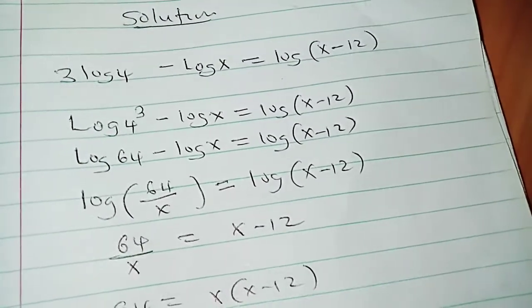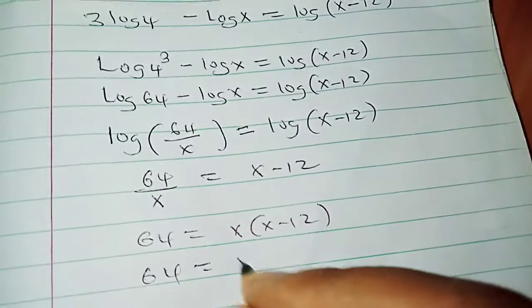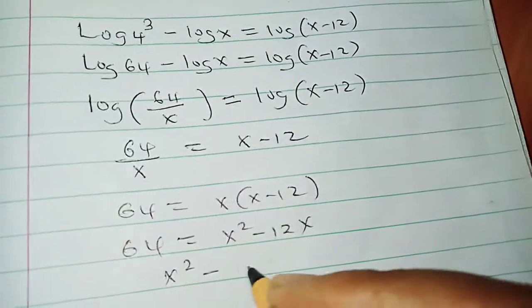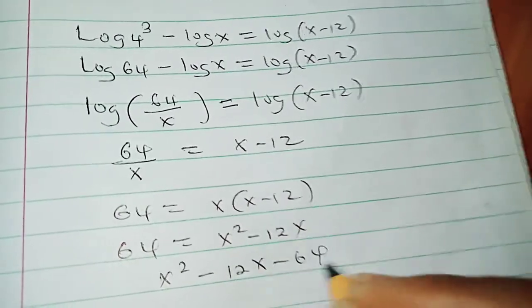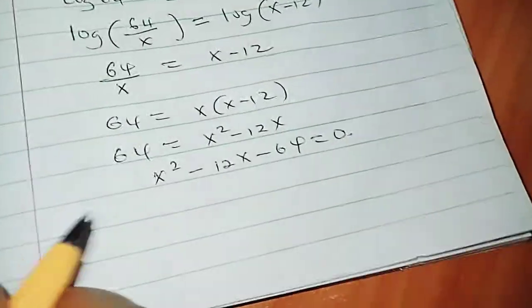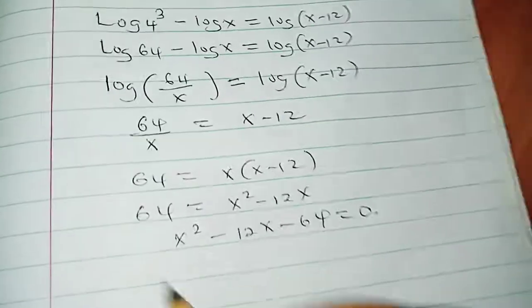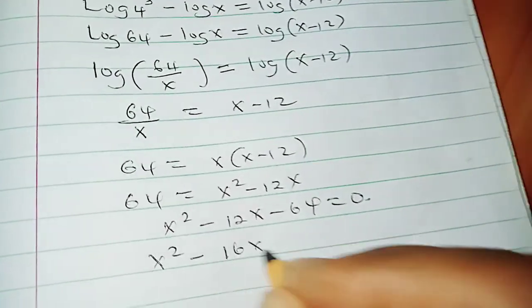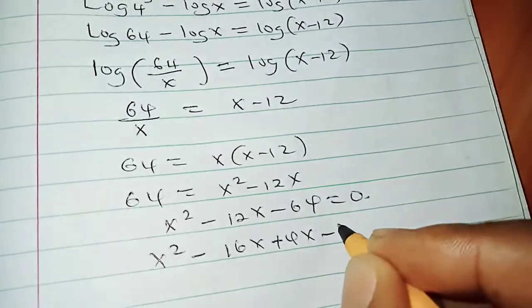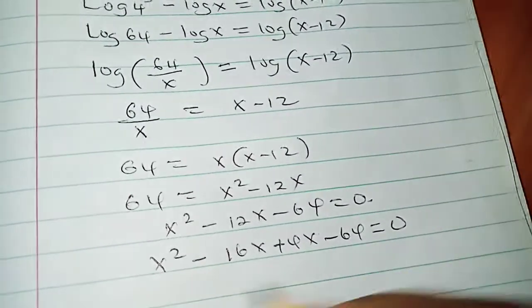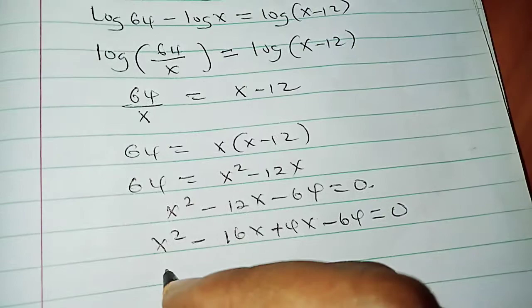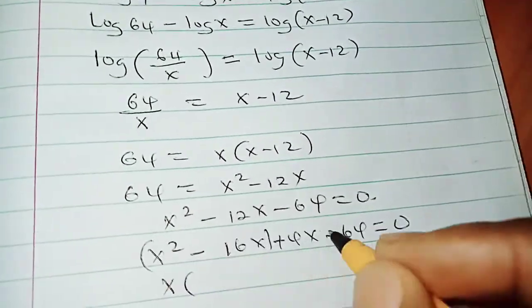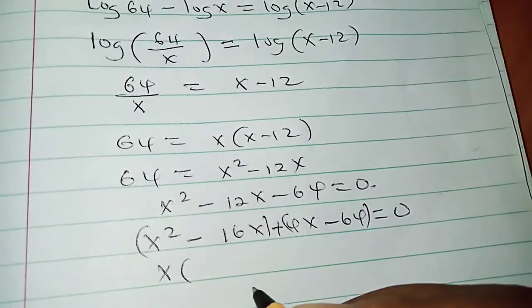We can solve this quadratic equation very quickly. So we have x squared minus 12x minus 64 when we rearrange, and we can see that this is x squared minus 16x plus 4x. I'm using the factor method, equals 0. So I can factor x out after grouping these two and these two. I can factor x out.